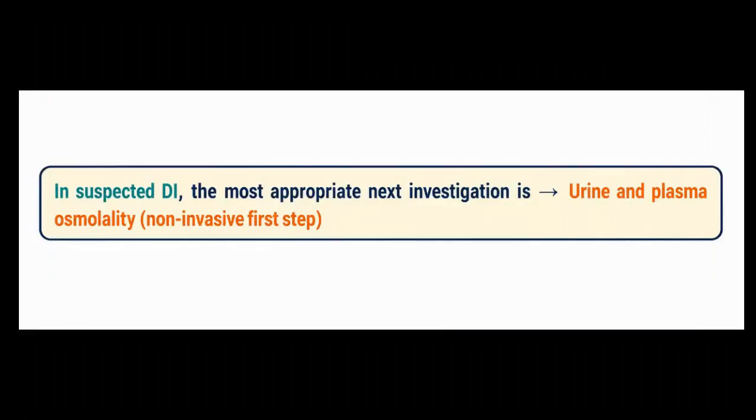But let us now ask ourselves, in cases of suspected diabetes insipidus, what is the most appropriate next investigation? In suspected diabetes insipidus, the most appropriate next investigation is urine and plasma osmolality. This is the non-invasive first step. This means that when a patient presents with symptoms suggesting diabetes insipidus, the first laboratory investigation is not the water deprivation test. Instead, we begin with simple, non-invasive tests, which are plasma osmolality and urine osmolality. These tests provide important clues before moving to more specialized investigations.